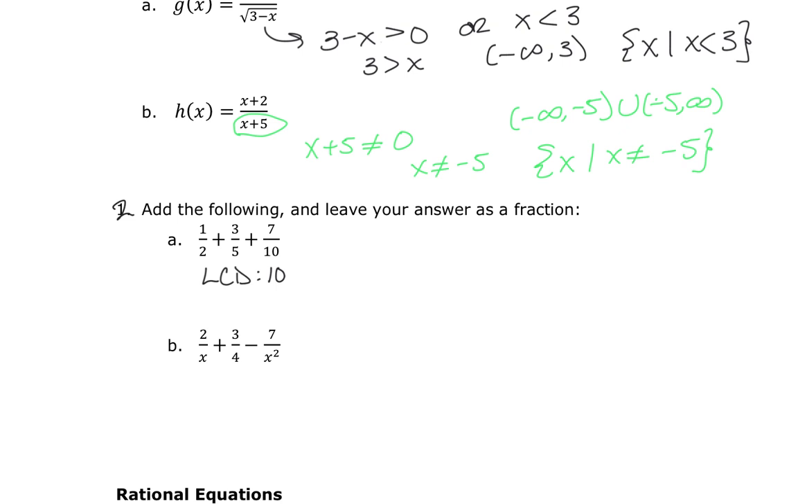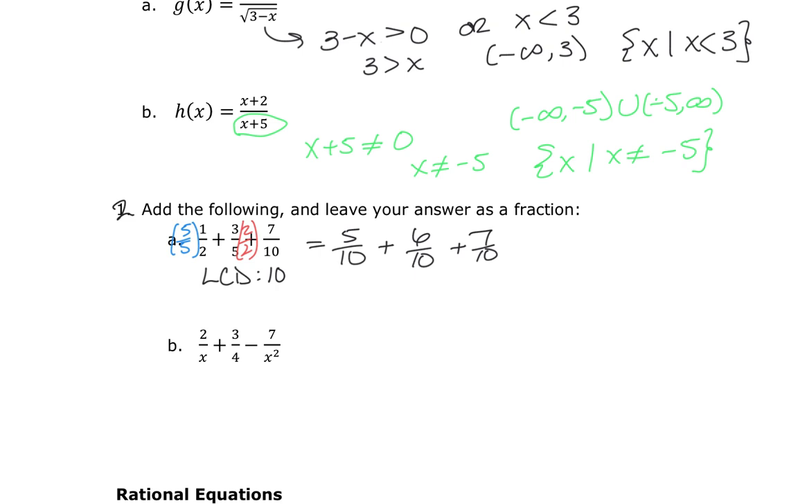So now I need to multiply each one of these fractions, 1/2 to 3/5, by whatever numerator and denominator gives me a denominator of 10. In the first instance, I'm going to multiply by 5 over 5, and in the second fraction, I'm going to multiply by 2 over 2. Then I'm going to get 5 over 10 plus 6 over 10 plus 7 over 10.